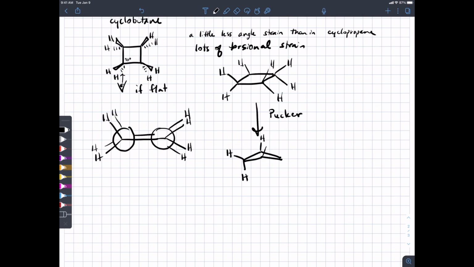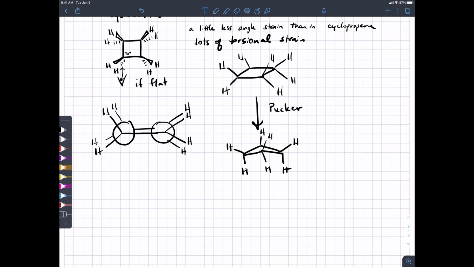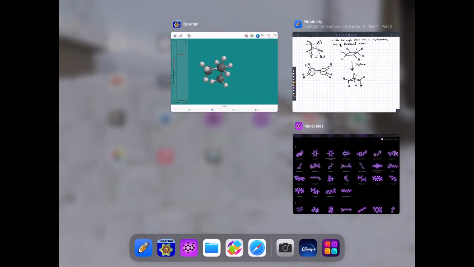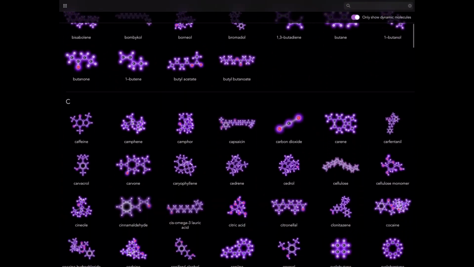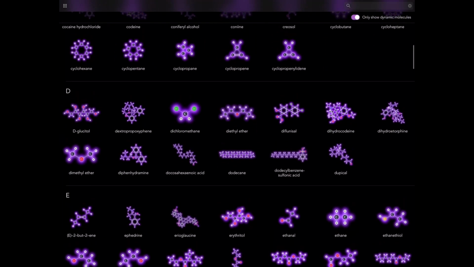where the bond angles are no longer constrained to be 90 degrees, and where the carbon-hydrogen bonds are no longer that eclipsed with each other. So this would be the puckered conformation of cyclobutane, and it allows you to relieve some ring strain. Don't know why they call it puckering, but that's kind of what we're stuck with.